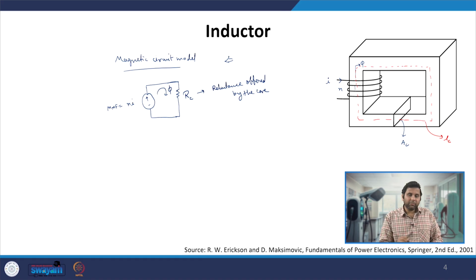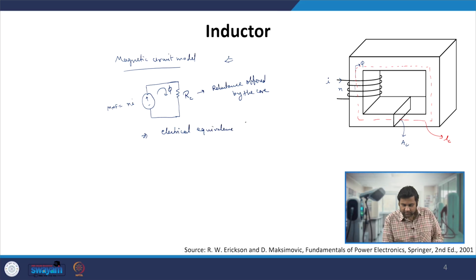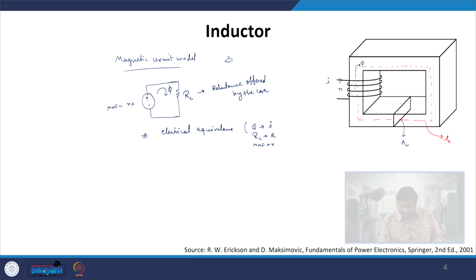So, it is a magnetic circuit model similar to a voltage source connected to a resistance, which leads to current flowing through that loop, and we can define this by doing the electrical equivalence. We can then say the flux is proportional to current, Rc is proportional to resistance, or you can say the reluctance is proportional to the resistance, and MMF is proportional to the voltage applied.